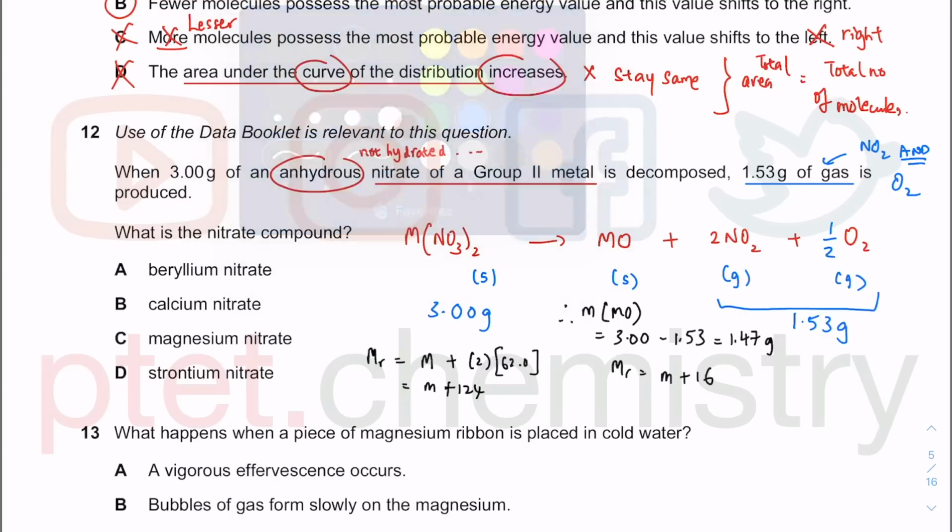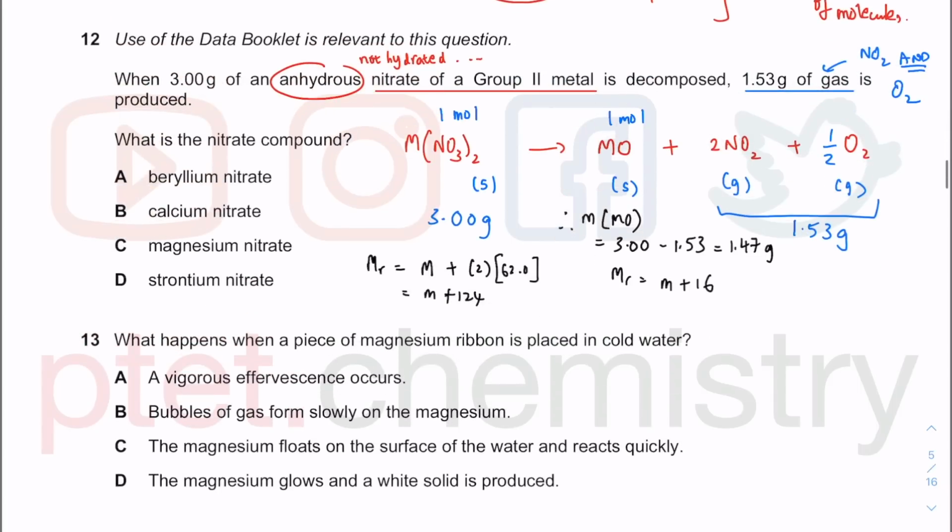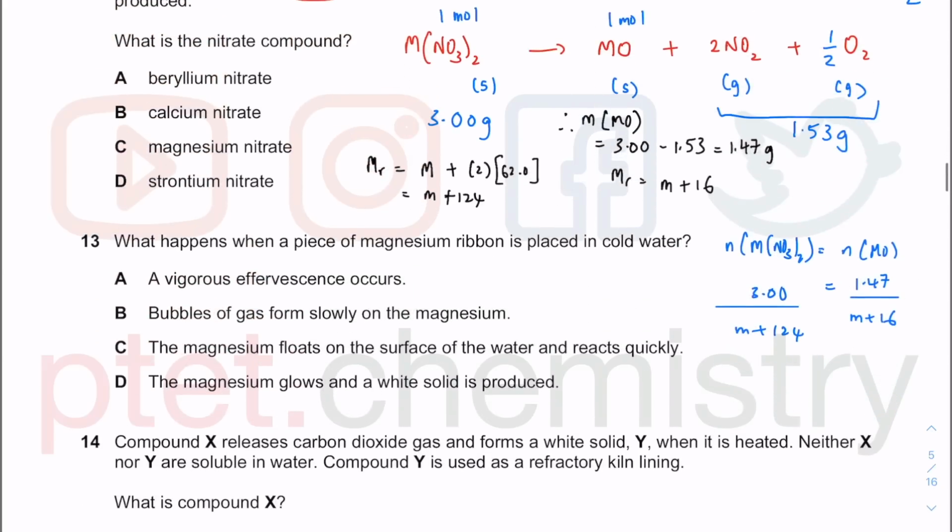I'm ready to see that this is 1 mole to 1 mole, so I can clearly see that the moles of the group 2 nitrate equal the moles of the group 2 oxide. So the mass of the group 2 oxide is 1.47 divided by M plus 16, and on the left hand side you have the MR of the group 2 nitrate. We have the mass of the group 2 nitrate, 3.00 grams, like that. Now I'm going to move up and do some expansion.